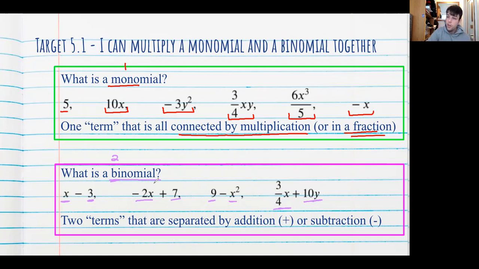So our learning target for today is to multiply a monomial, so one of these things, times a binomial, and to get a result.